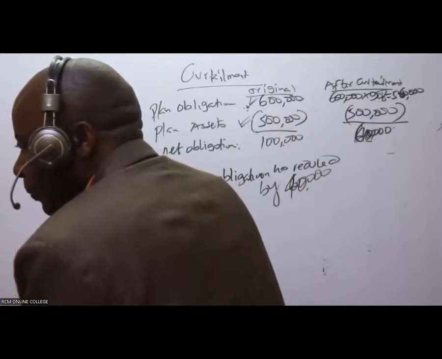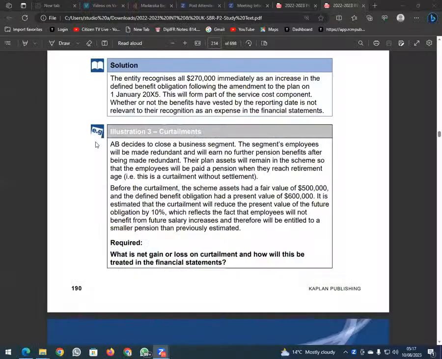Great questions. So they're telling us here, before the curtailment, the scheme assets had a fair value of 500,000 and the defined benefit obligation had a present value of 600,000. It is estimated that the curtailment will reduce the present value of the future obligation by 10%, which reflects the fact that employees will not benefit from future salary increases.